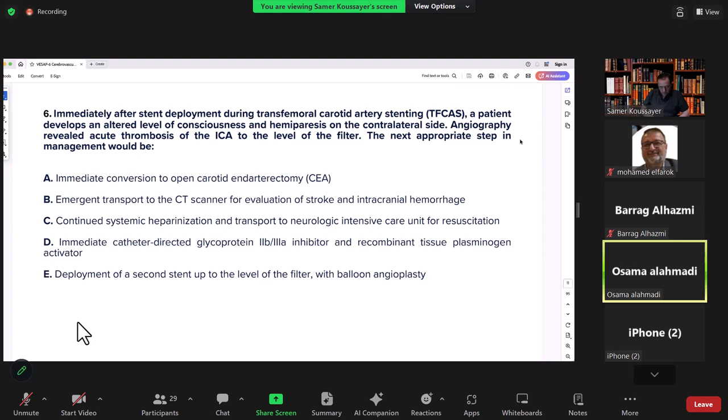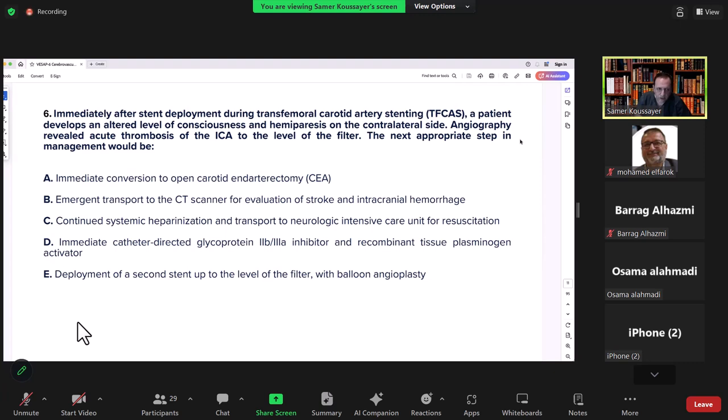Okay. Emergent transport to the CT scanner for evaluation of stroke and intracranial hemorrhage. As you mentioned, Dr. Samer, it will take a long time. It will increase ischemic time and we lose the patient at that time. Not only for this reason: you already have all the information. What more information does the CT scan give you? You already did angiography and you already know what the issue is. So the CT scan is just a waste of time. Yes. So let's go to the next one.